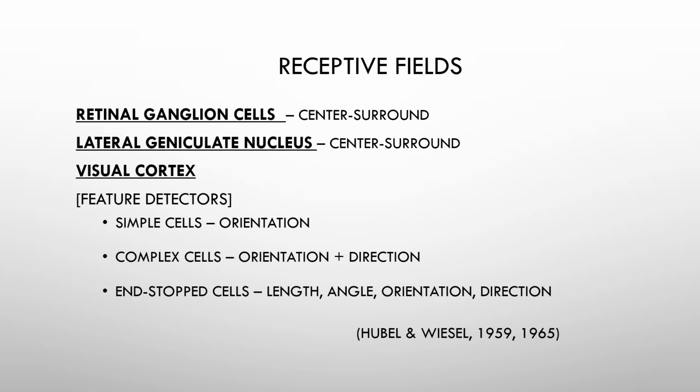We put those dots together into features at the level of the visual cortex, but we're still at simple, pure features, where simple cells respond to just orientation of line, complex cells respond to a particular orientation of line moving in a specific direction, and end-stop cells respond to a particular orientation of line moving in a specific direction that's a particular specific length and has a specific angle.